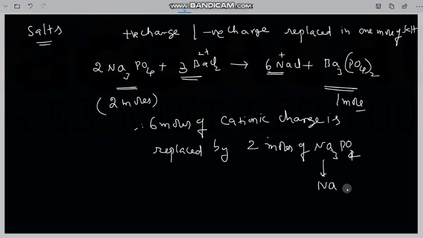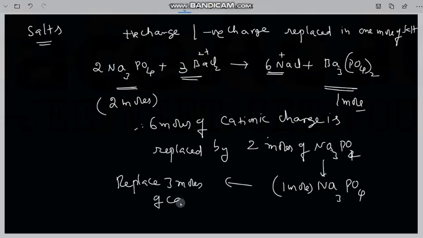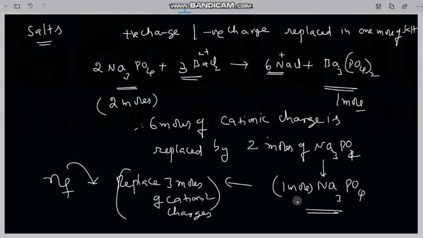Na3PO4 replaces how many charges? That means Na3PO4, if it is 1 mole, it can replace how many? It can replace 3 moles of cationic charges. That we will call the n factor. So what is n factor? It is how many moles of the charges, either positive charges or negative charges, are replaced by 1 mole of a salt. That is called the n factor of the salt.